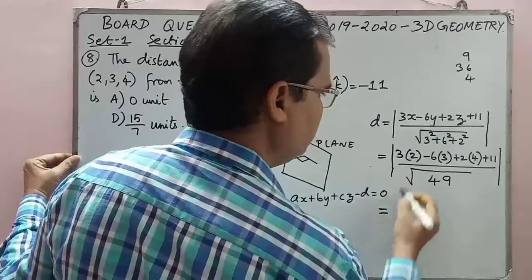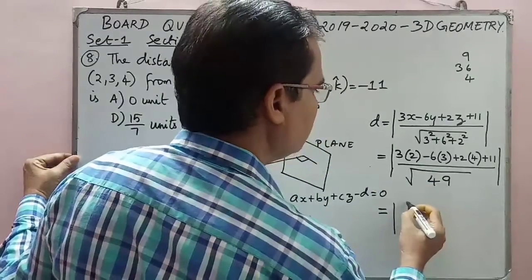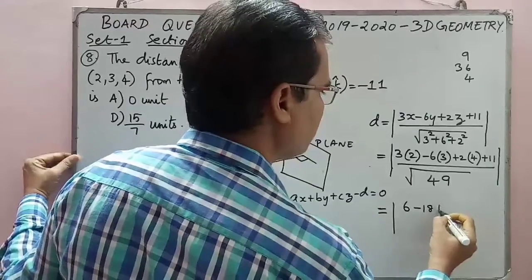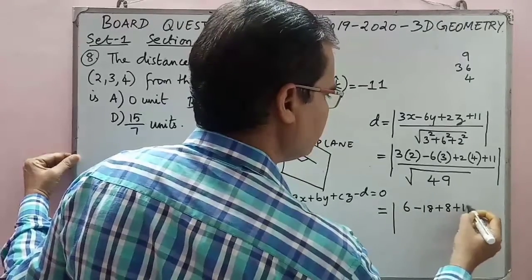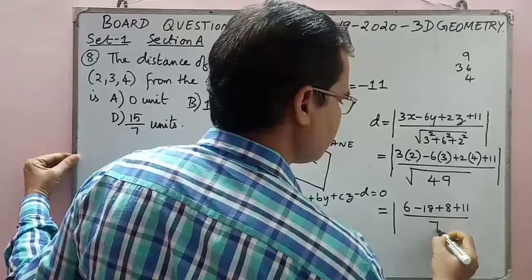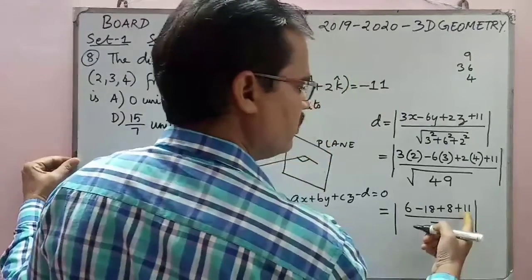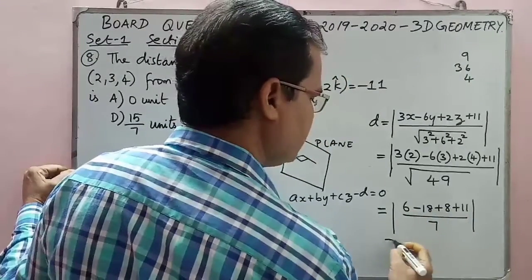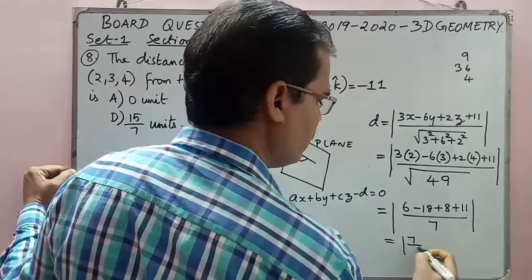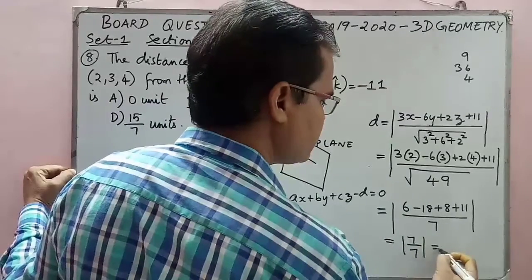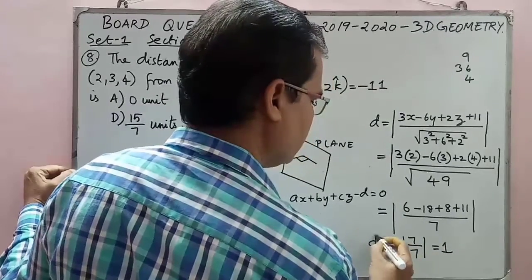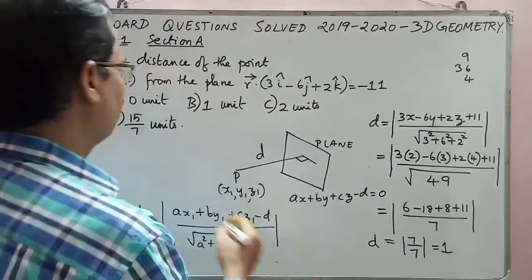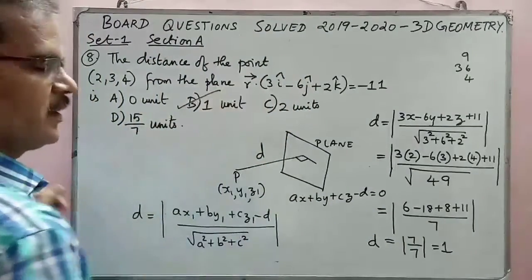So let us continue. Modulus of 6 minus 18 plus 8 plus 11, divided by 7. So 19, 25 minus 18 is 7. So modulus of 7 by 7, which is equal to 1. So the distance is 1. So option B is the correct answer.